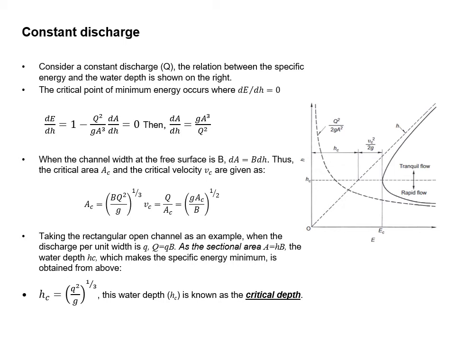When the channel width at the free surface is B, dA equals B dH. Thus the critical area AC and the critical velocity are given as shown. Taking the rectangular open channel as an example, when the discharge per unit width, small q, equals Q over B, as the sectional area A equals HB, the water depth H subscript C, which makes the specific energy minimum, is obtained from HC equals q squared over g, to the power of a third. This water depth, H subscript C, is known as the critical depth.